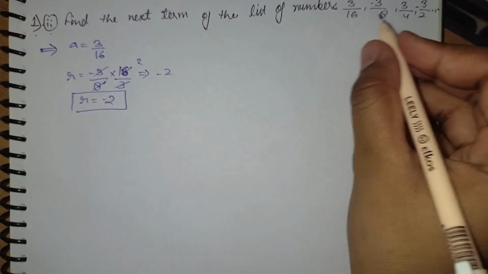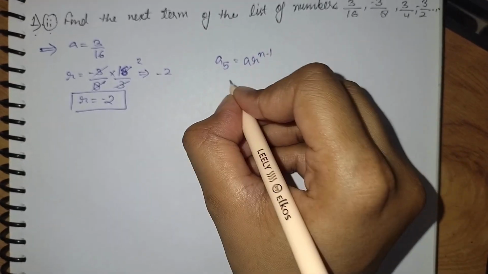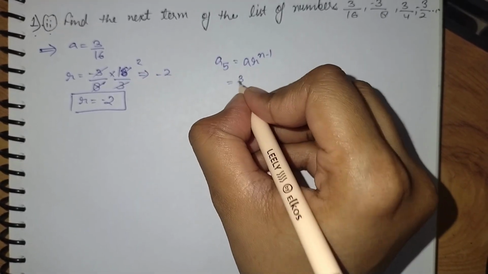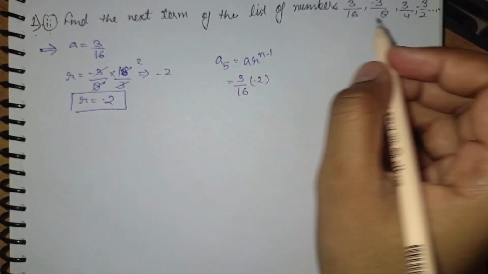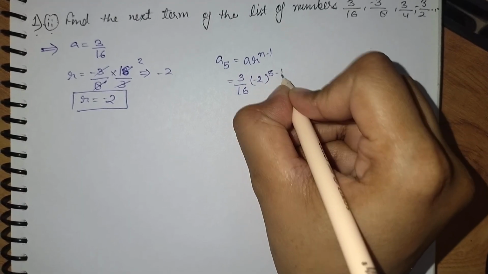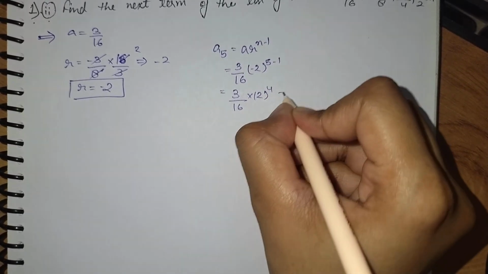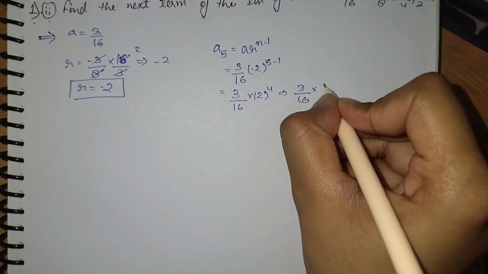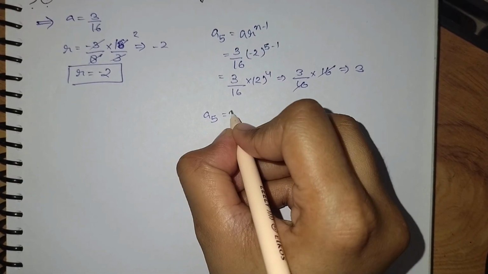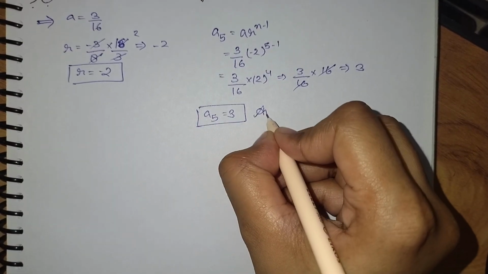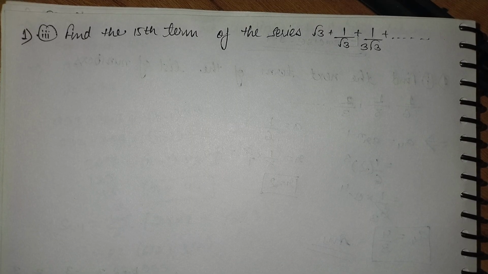And if you want to find the next term, means the fifth term of this GP, again this will become ar^(n-1), where the first term is 3/16 and the common ratio is minus 2 to the power, here n is 5, so 5 minus 1, 4. So 3/16 times (-2)^4 will become 3/16 multiplied by 16. Cancelling this, we will get 3. Means the fifth term of this GP is 3, and this is the final answer of question number 1 second part.